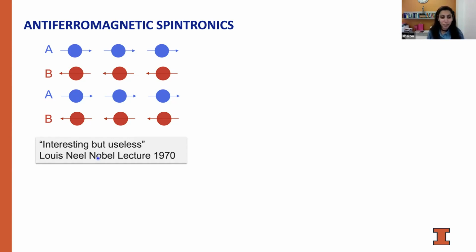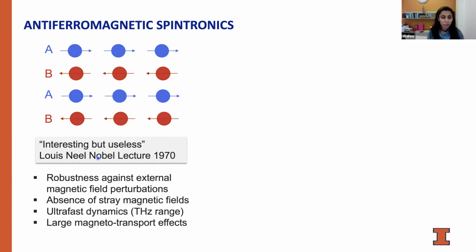Before getting into the useless part of it, let's see what some of the interesting features of antiferromagnets are. The first thing is that they are robust against external magnetic field perturbations. This is one of the reasons why my group started looking into the hardware security applications of these materials, and whether or not we could realize some robust primitives for security on the chip, and hopefully have them in a CMOS compatible manner.